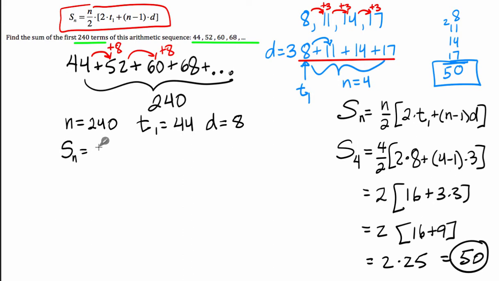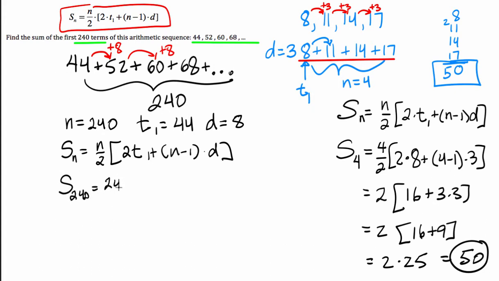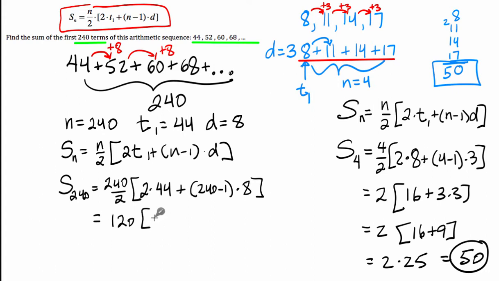S sub n equals n over 2 times the quantity 2 times t1 plus n minus 1 times d. In this case, we're adding together 240 terms, so n is 240. 2 times the first term is 44, plus 240 minus 1 times 8. And then it's just a lot of arithmetic to finish up the problem. 120 times the quantity 88 plus 239 times 8.